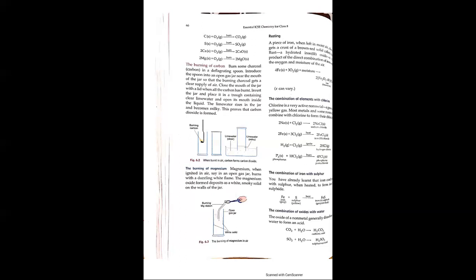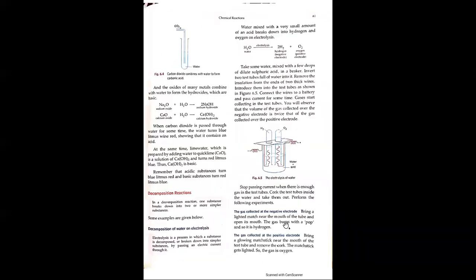The next type of reaction is decomposition reaction, in which a large molecule will break into smaller ones. In decomposition reaction, one substance breaks down into two or more simpler substances. The first example is decomposition of water, which is known as electrolysis. Electrolysis is a process in which a substance is decomposed or broken down into simpler substances by passing electric current. That's why it is called electrolysis, because larger molecules break into smaller ones by passage of electric current. As you can see, when current is passed through water, it will be changed into hydrogen and oxygen, from which it is formed, and they will be collected.